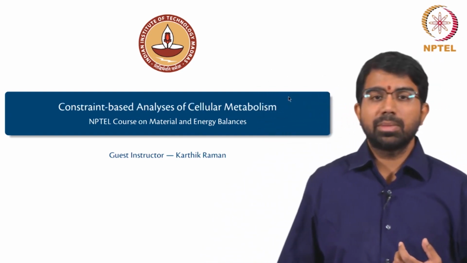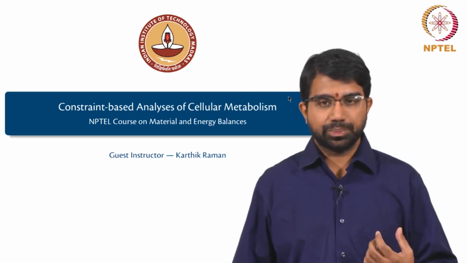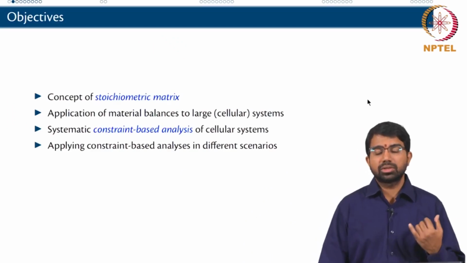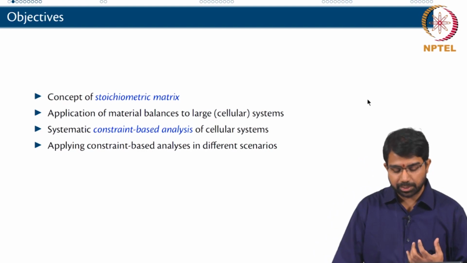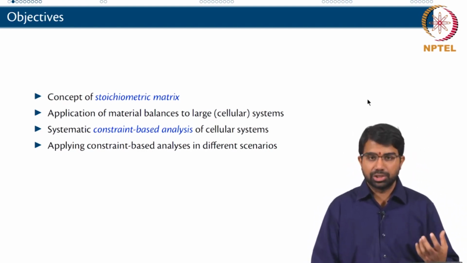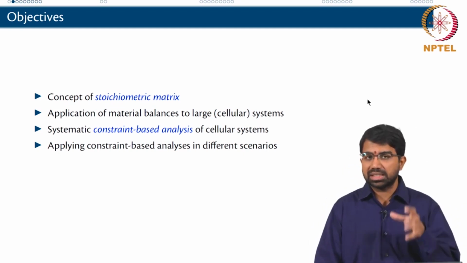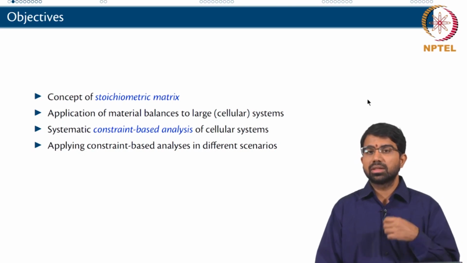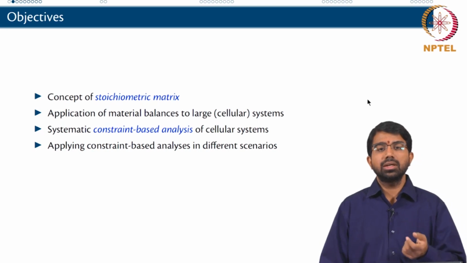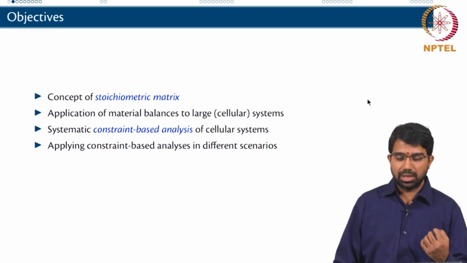Really speaking, my talk is titled Constraint Based Analysis of Cellular Metabolism. So, what is it that we are going to look at today? I am going to teach you the concept of what is known as a stoichiometric matrix, and how you apply material balances to large cellular systems. We will see how we systematically apply constraint based analysis to predict the growth rate, or the phenotype, or essentially the behavior of a cellular system. And how you apply it, for example, when you remove a gene from a cell and so on.